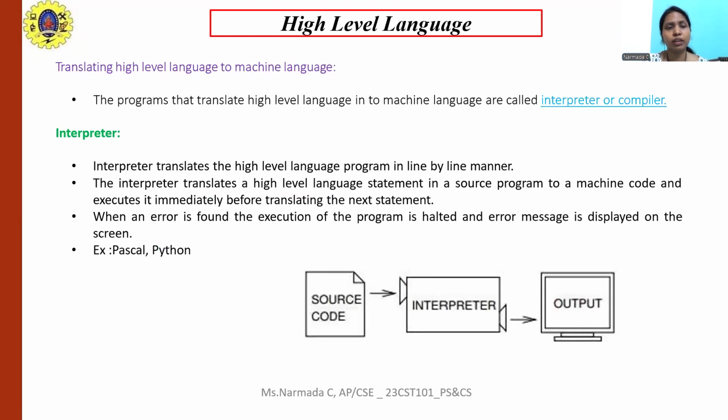Translating high-level language to machine language. The programs that translate high-level language into machine-level language are called interpreter or compiler. So what will the interpreter do? The interpreter translates the high-level language program in a line-by-line manner. The interpreter translates a high-level language statement in a source program to machine code and executes it immediately before translating the next statement. When an error is found, the execution of the program is halted and an error message is displayed on the screen. Example, Pascal and Python. Here, source code will go to the interpreter. The interpreter then gives the output.